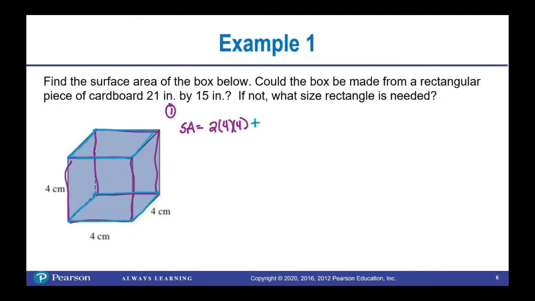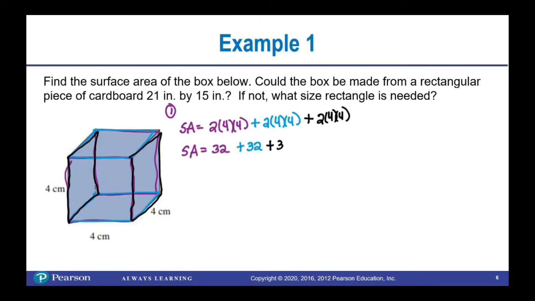Now, think about the top and the bottom of the box. I've marked the top and the bottom in blue. There is a top and a bottom, so there are two of them. And the length and the width are 4. Then last, let's think about the sides of the box. There are two sides to the box, and each side has a length of 4 and a width of 4. 2 times 4 times 4 is 32. And when I add that together, that gives me 96.